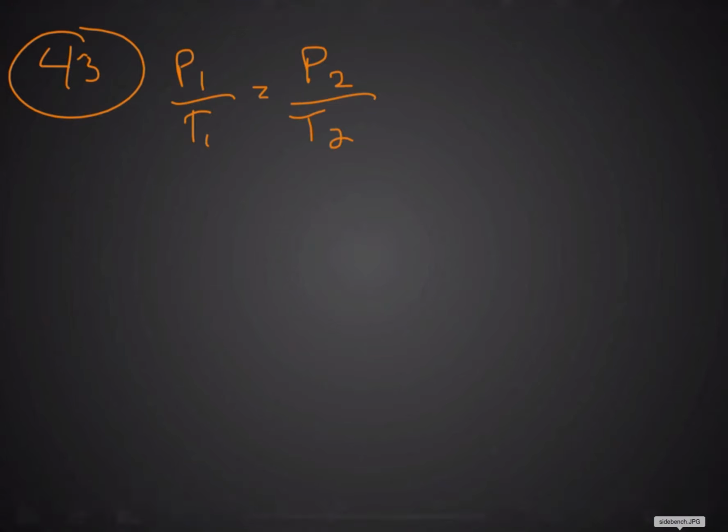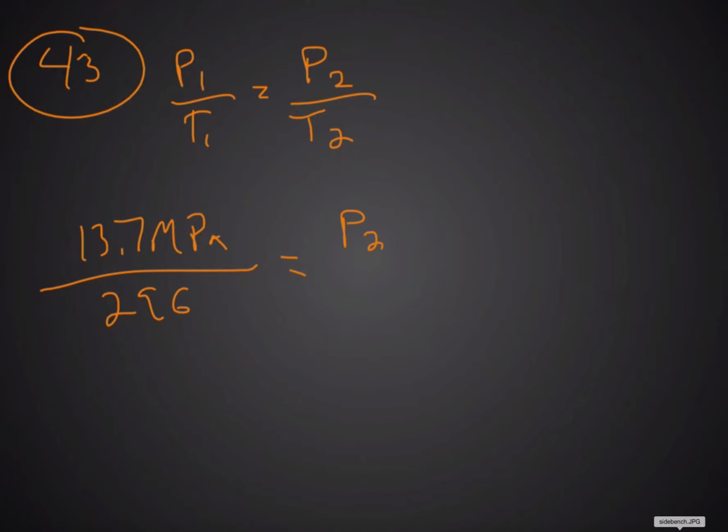So this is 13.7 megapascals at a temperature of 296 Kelvin. What would the pressure be if the temperature rose to 723 Kelvin? We would find that that would be 33.5 megapascals, which makes sense. The temperature more than doubles, therefore the pressure should more than double, so that works out.